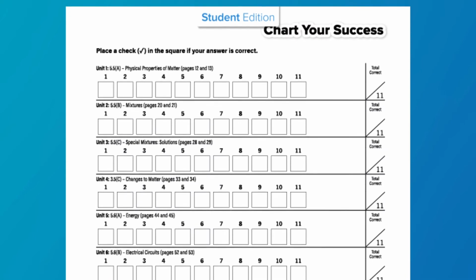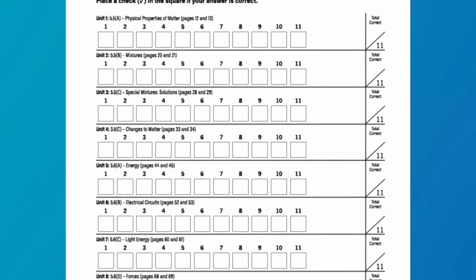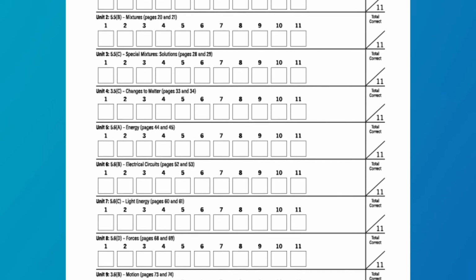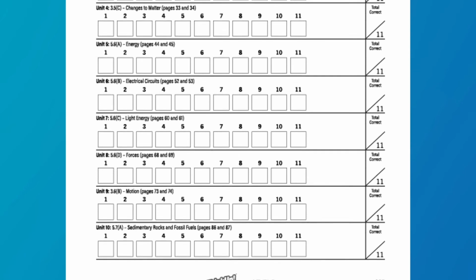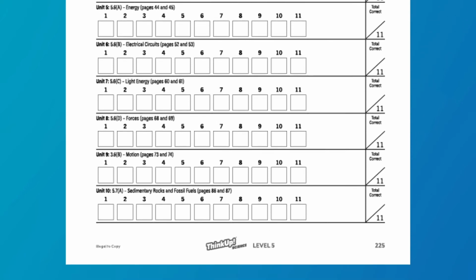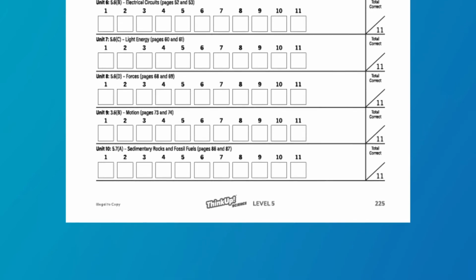Once you have debriefed the entire test, have students record their original results on the Chart Your Success page in the Student Edition. The table of contents will let you know where this section is found. Having students chart their individual results will help them take responsibility for their own personal learning.